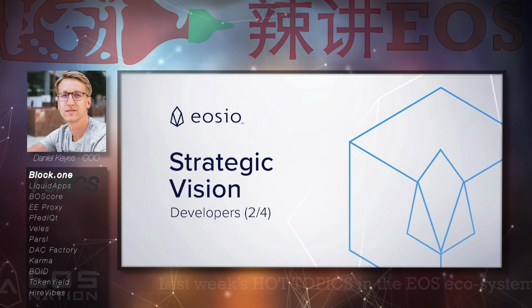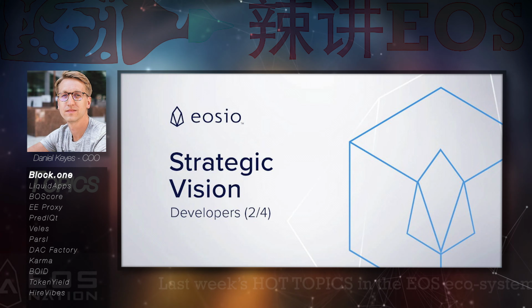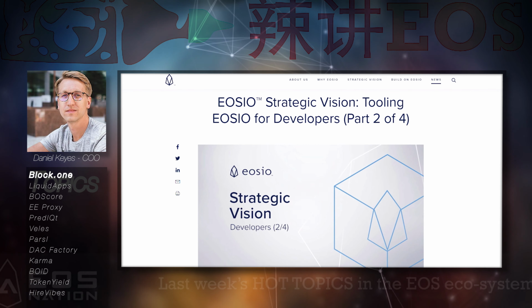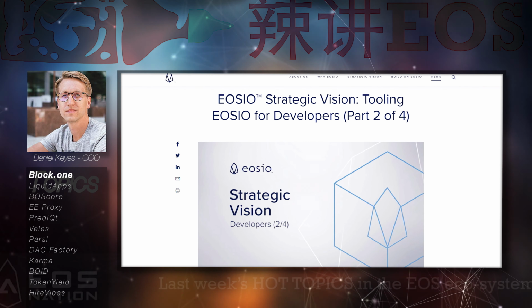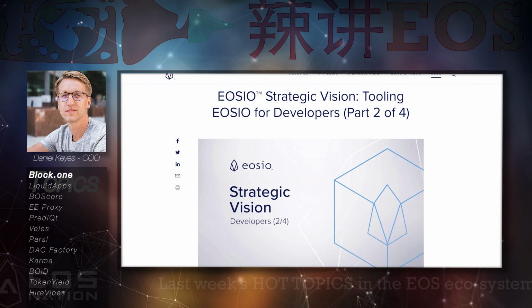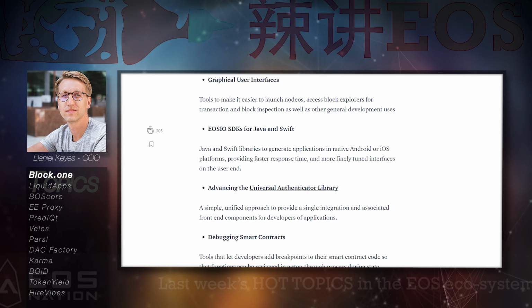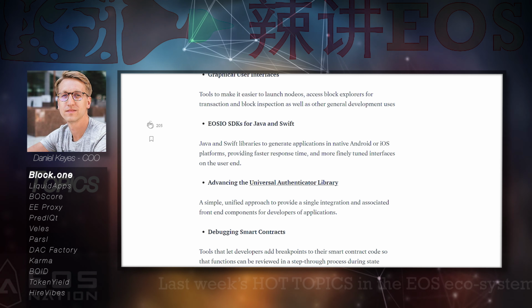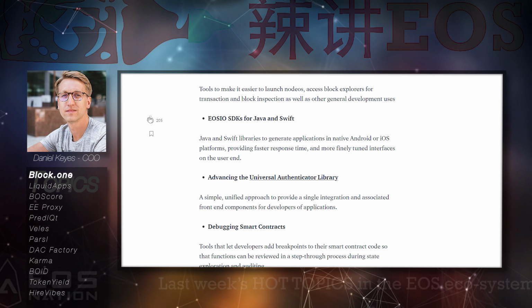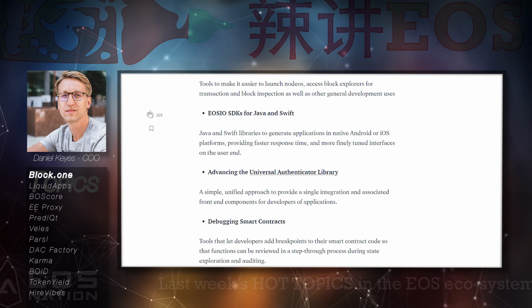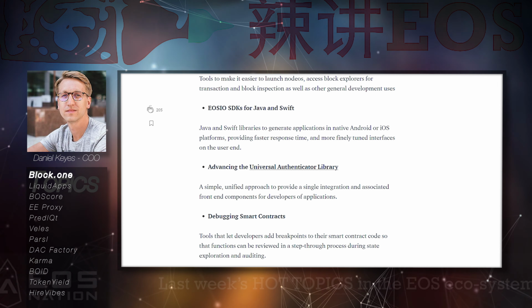First up, Block.one's EOSIO strategic vision. In the second part of their strategic vision series, Block.one introduced several initiatives and tools they're building to nurture a vivid EOSIO developer community. Those are graphical user interfaces, tools to make it easier to launch Node EOS, access block explorers for transaction and block inspection, as well as other general development uses.